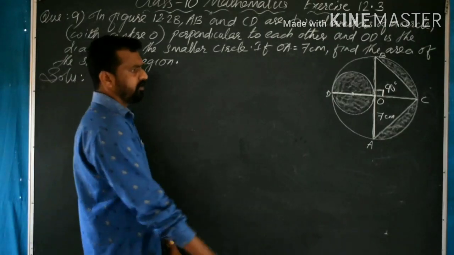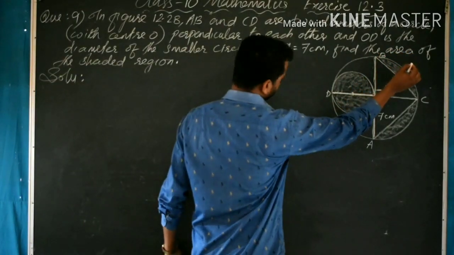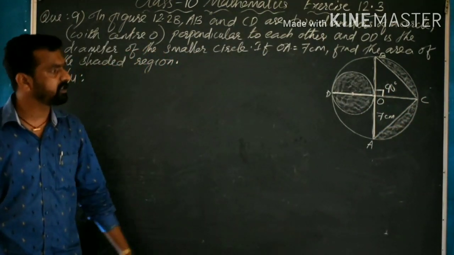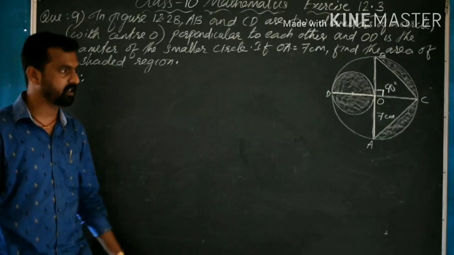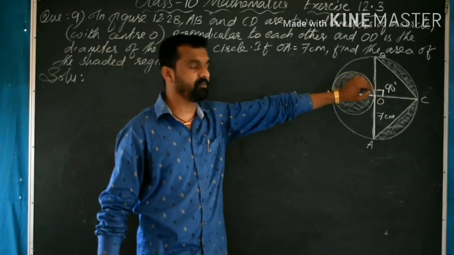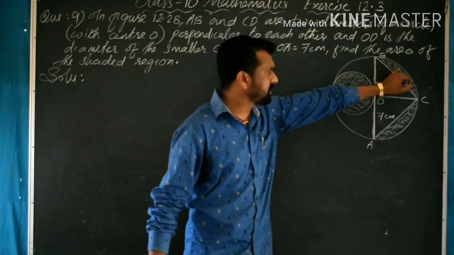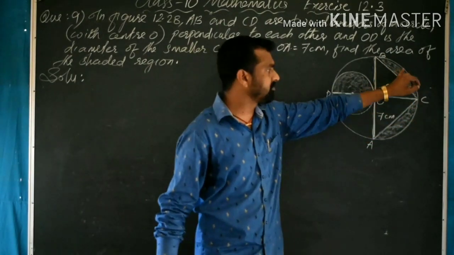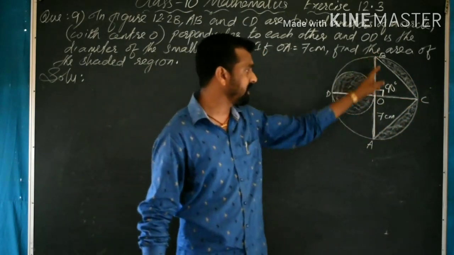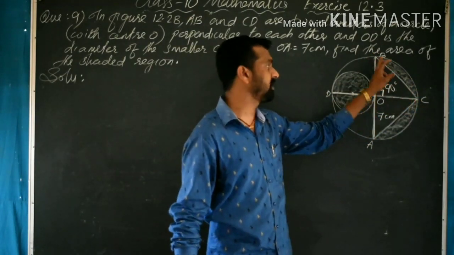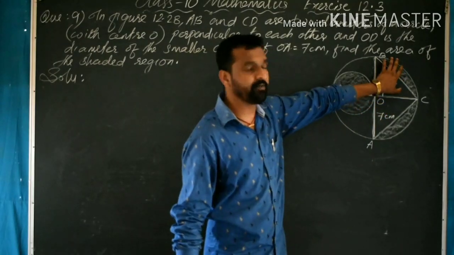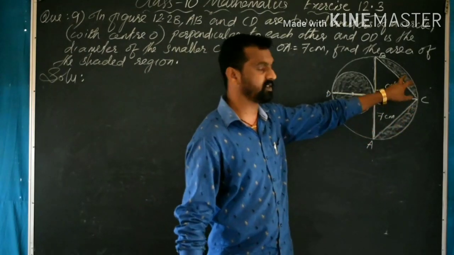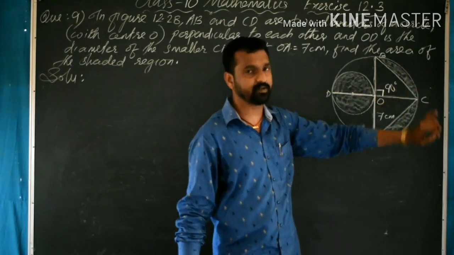So first we are going to find out the area of this minor segment. The two shaded regions are called the minor segment. Already we have studied in the class, that is why I am not explaining about the minor segment. Both minor segments are equal, because AB and CD are perpendicular to each other, and this one is the 1/4 part of the circle, and this one also 1/4 part of the circle. So these two areas will be the same. So first we are going to find out the area of the minor segment.